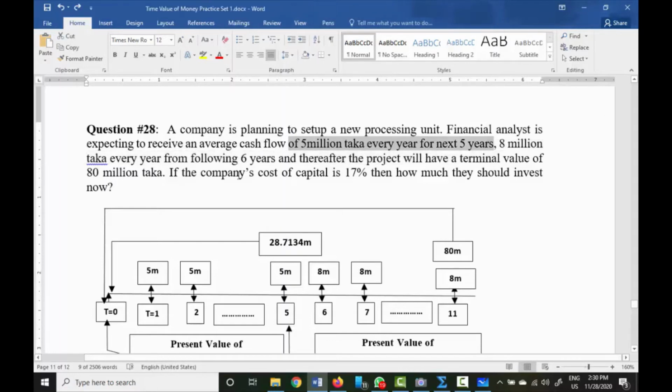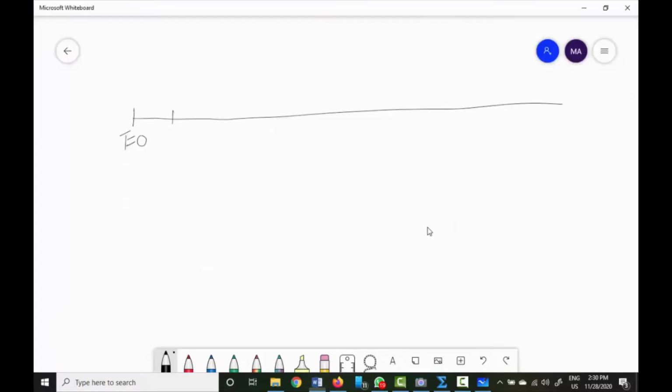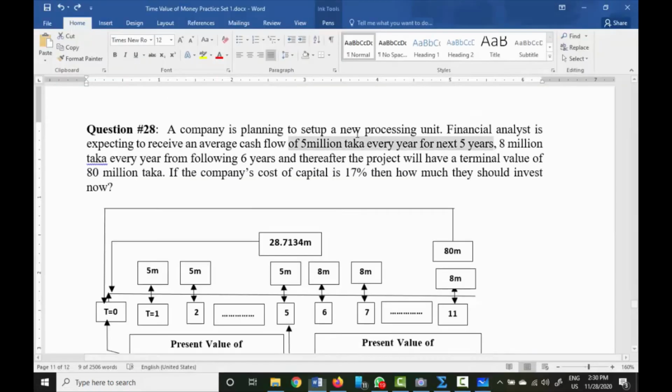So that means 5 million taka every year for the next 5 years. That means at the end of 1 year we will get 5 million taka. At the end of 2 years, we will also get 5 million taka. At the end of 3 years, 4 years, and 5 years, we will also get 5 million taka. So from the first 5 years, we will get 5 million taka at the end of every year.